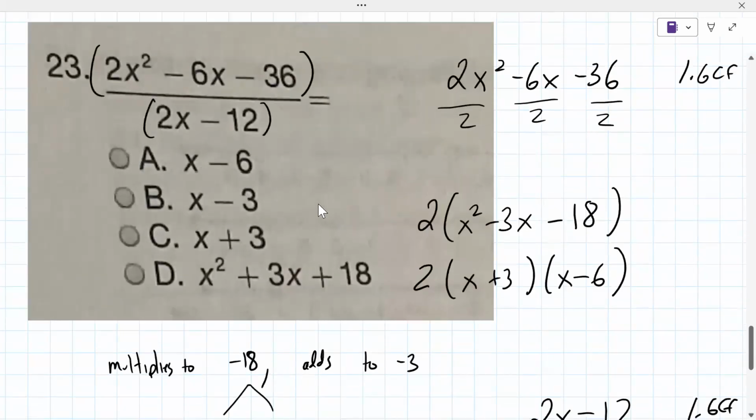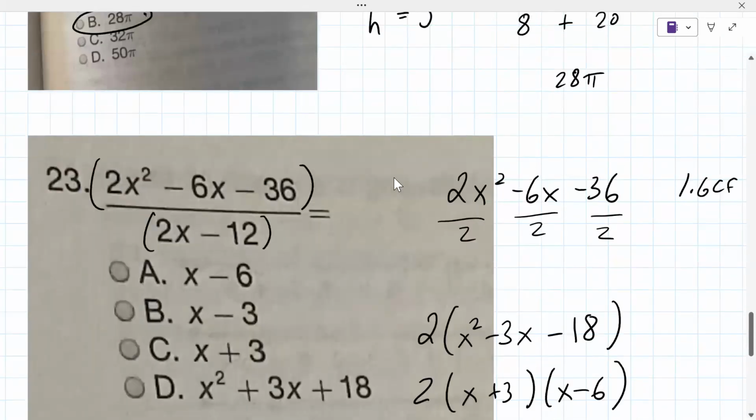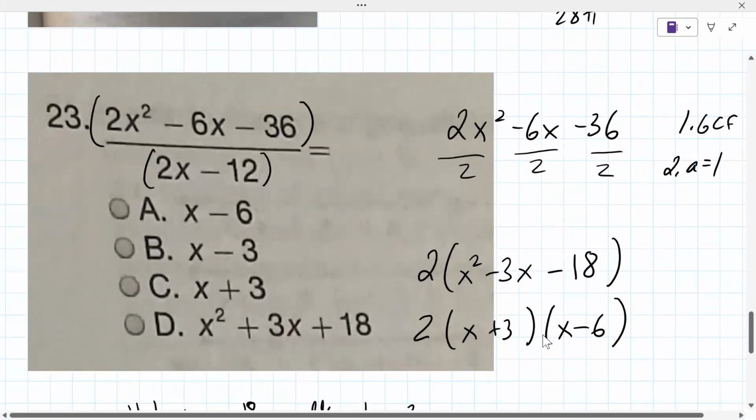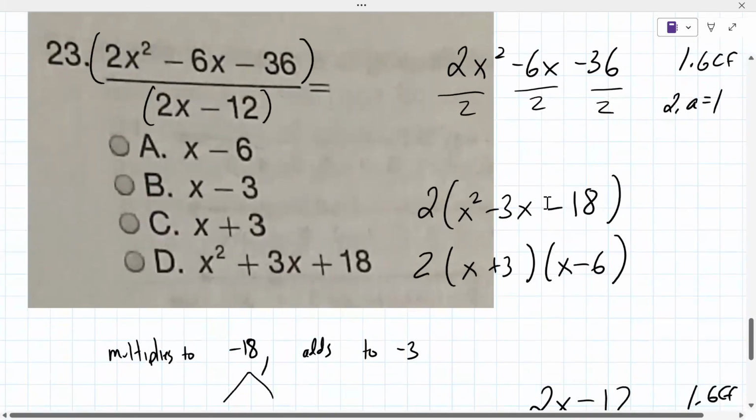So we started out by factoring out a 2 from the top. Remember, we divided everything by 2. So that's x squared minus 3x minus 18. Then this part inside parentheses is another type of factoring. I call it A equals 1, but there's other names for it. This part inside parentheses becomes a pair of binomials. That's where the whole multiplies to the last number, adds to the middle number.